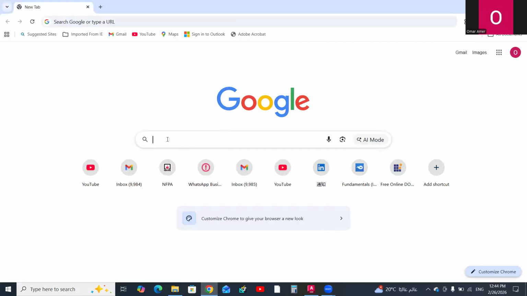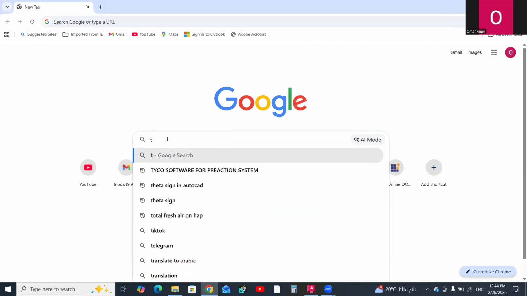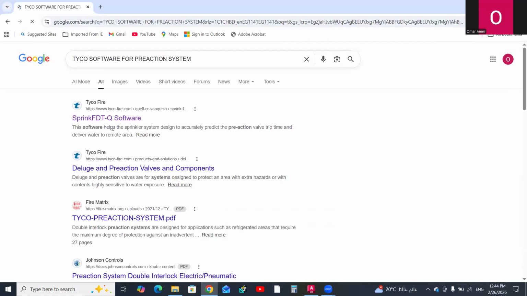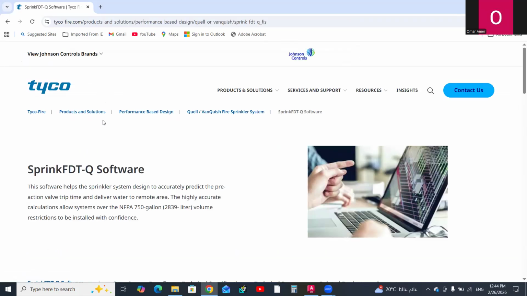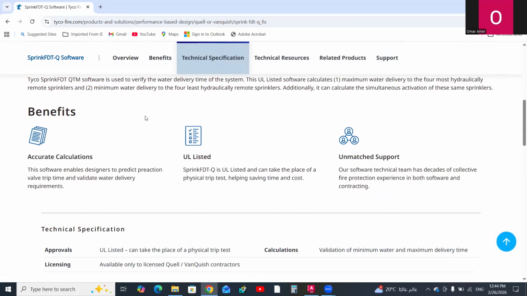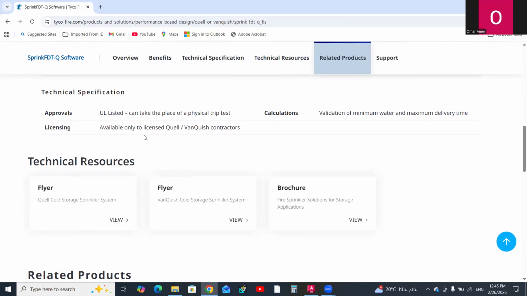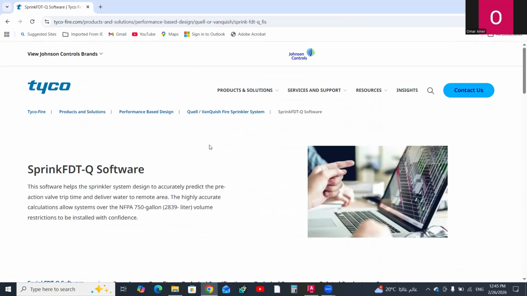The software produced by TYCO, its name is SprinkFDT. You can purchase it from their website or use a demo version. And this software is UL listed and approved by the authorities or approving agencies, civil defense approving agencies.